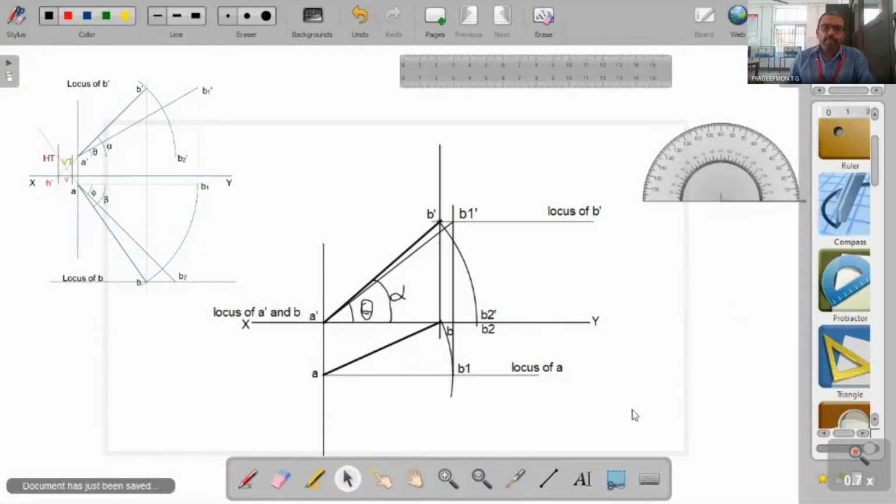Now join A with B2 using a straight line. So now this length, this AB2, will be the true length. It should be equal to A dash B1 dash. Slight variations are possible, that is 1 millimeter or 2 millimeter is possible, and more than that means something is wrong with it. So now this angle is the true inclination with the VP, that is phi, and this angle is beta.